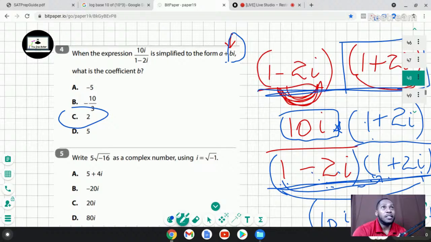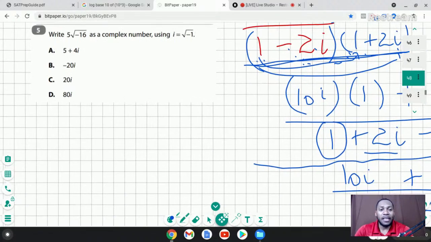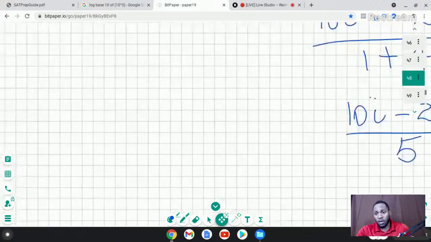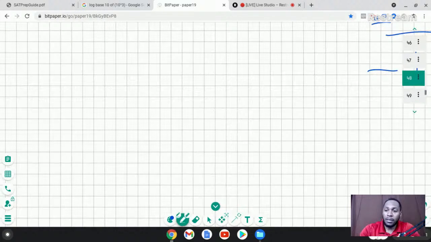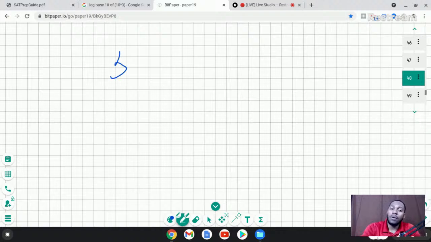All right, cool. Let's see if we can do one more. So let's do this one. They ask us to write the expression 5 square root of negative 16 as a complex number.